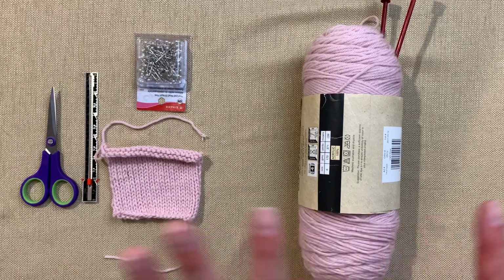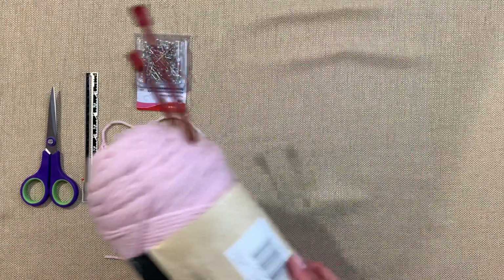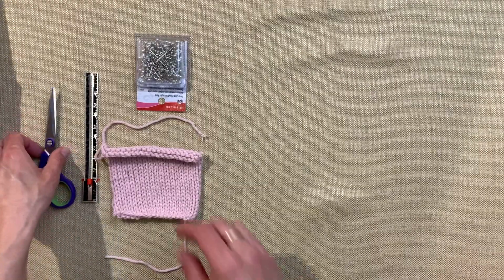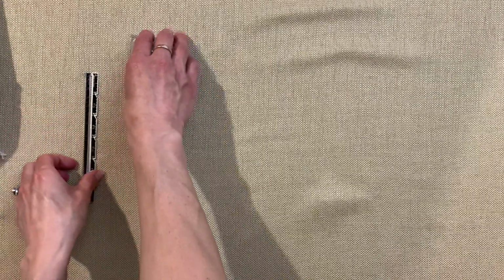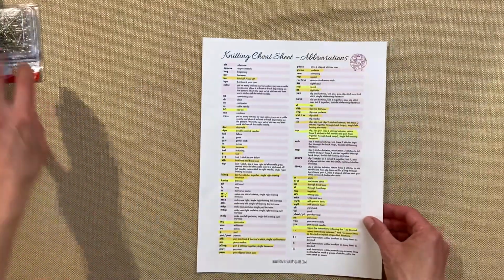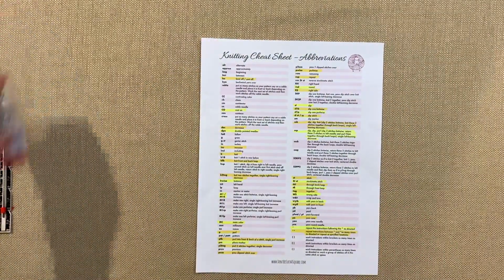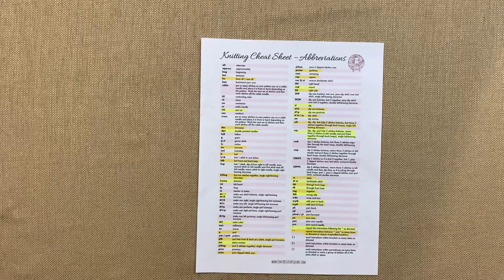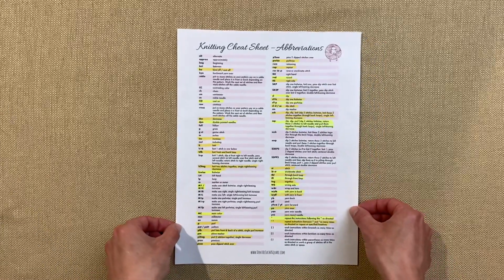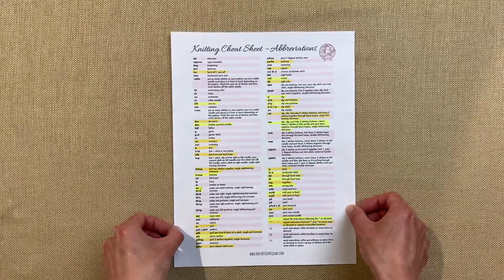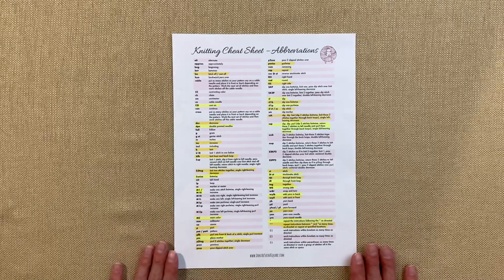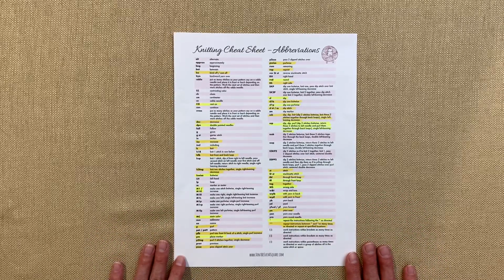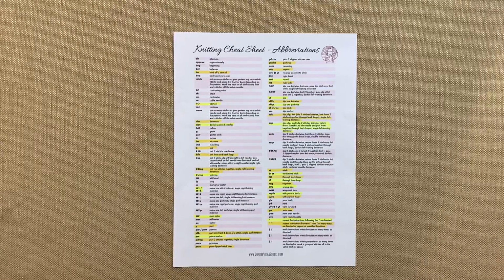So for right now, let's set all of our items aside because we don't need them just yet. I'm going to move everything outside of this, and we're going to talk about our knitting cheat sheet and abbreviations. So first of all, the most important ones are highlighted here, as you can see. I'm going to read through them if you can't read them very well from the video.